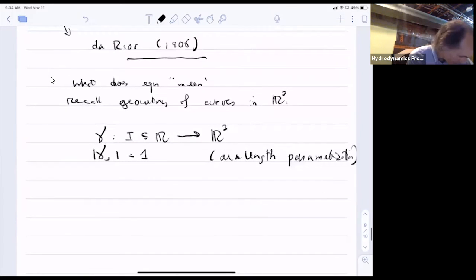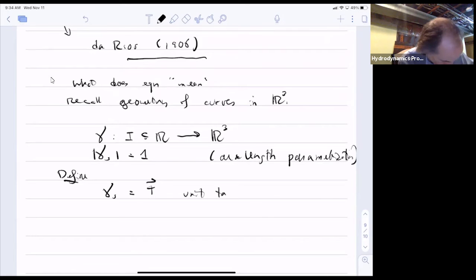Then we define, well, okay, say gamma sub s, I'll write this as vector T. This is a unit tangent. In other words, gamma sub s evaluated at the point s is the unit tangent of the curve at the point gamma of s.